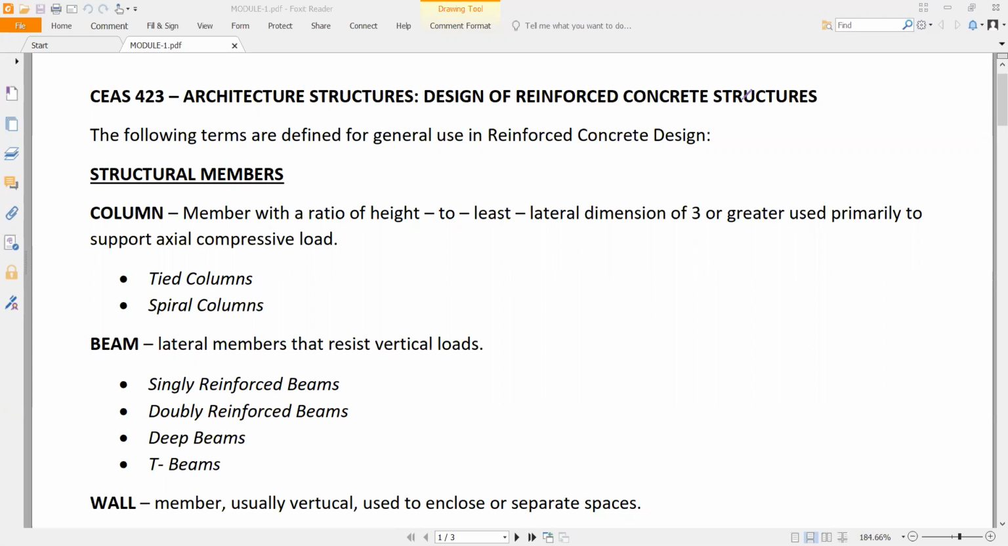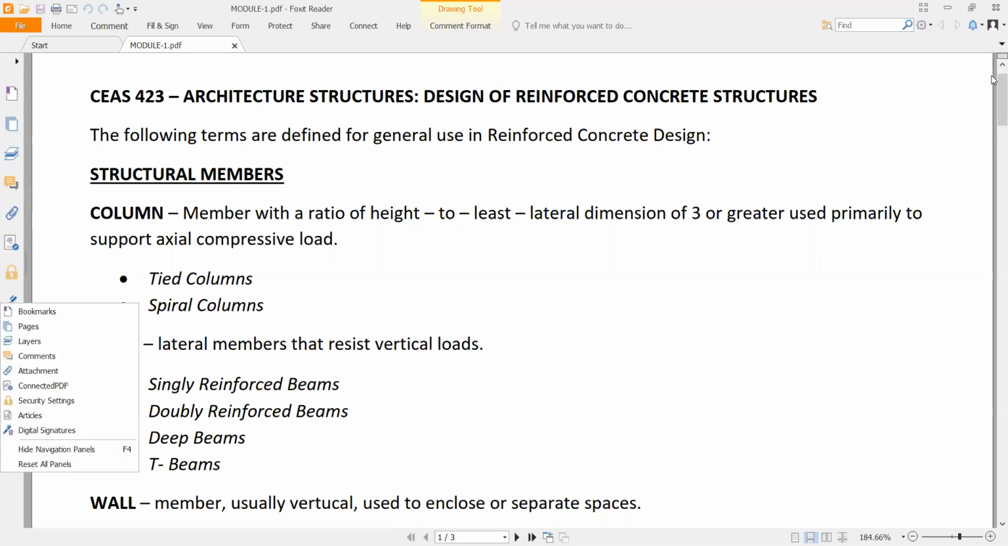By the way, these are just common terminologies. So that when we encounter them in our next discussion, we will already be familiar, and we will have initial knowledge regarding these topics. Okay? So let's start with the structural members.